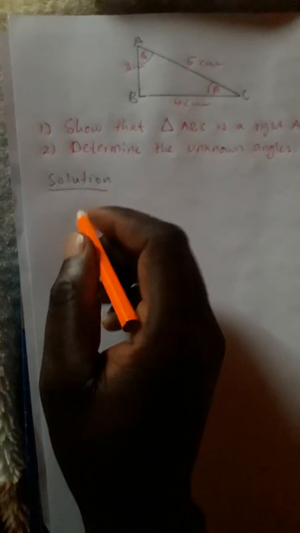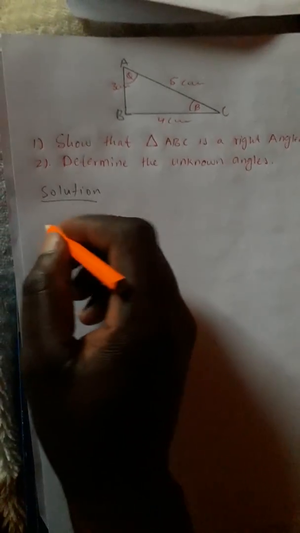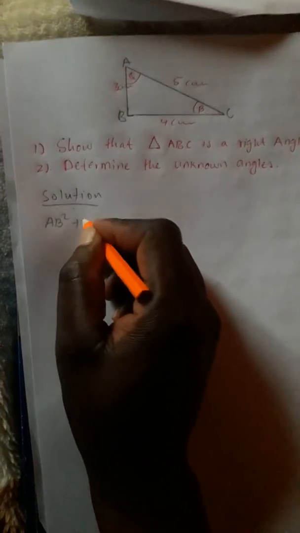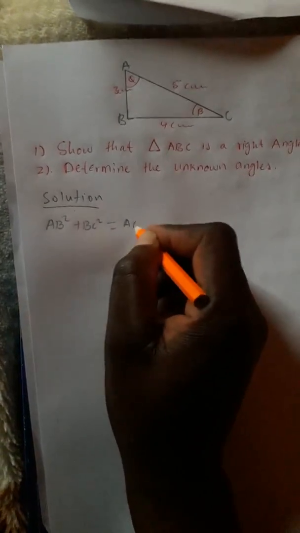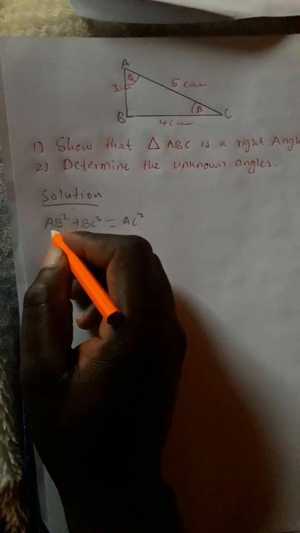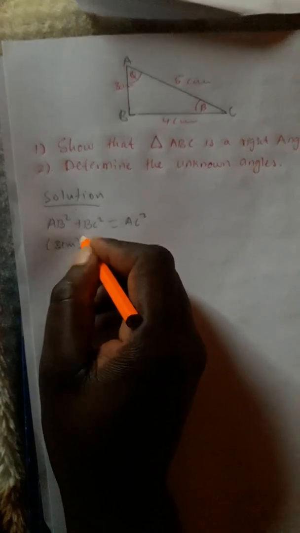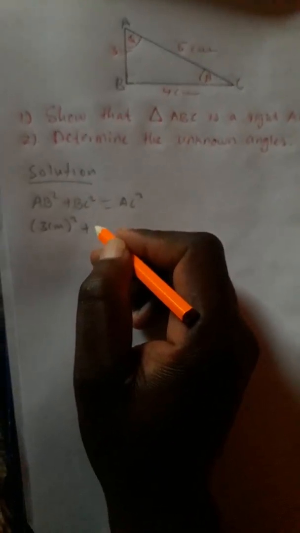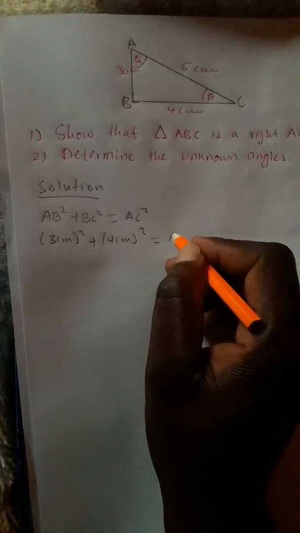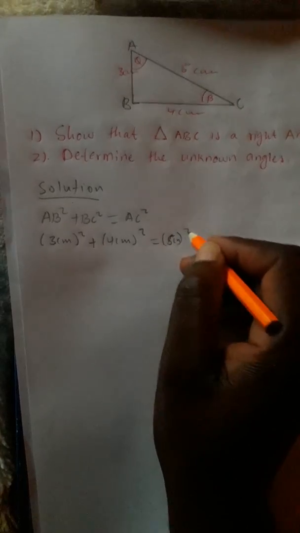So now in showing that triangle ABC is a right angled triangle, I'm going to write our solution here. We know that the Pythagoras theorem says that AB squared plus BC squared should be equal to AC squared, which is the hypotenuse. So AB we have is 3 centimeters, we're going to have 3 centimeters squared plus, for BC we have 4 centimeters, then we put a square, which will be equal to AC, which is 5 centimeters. Therefore we put the square.